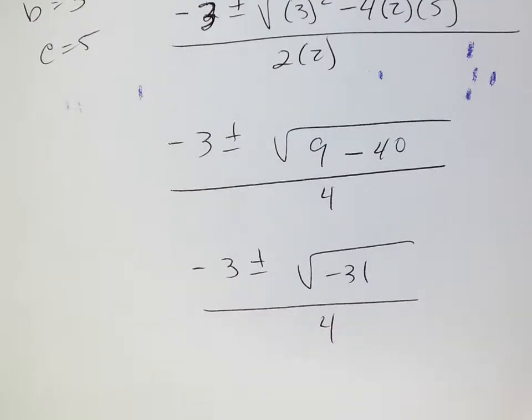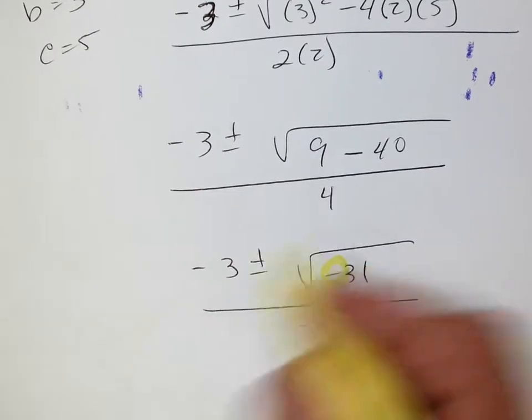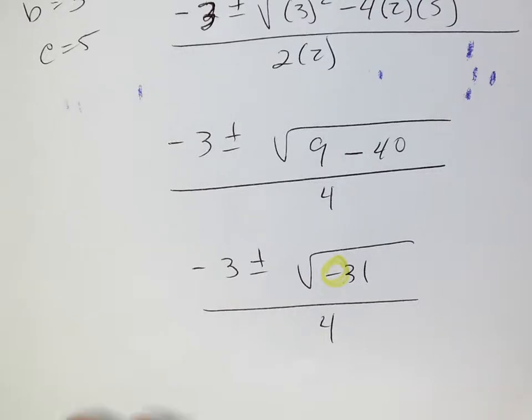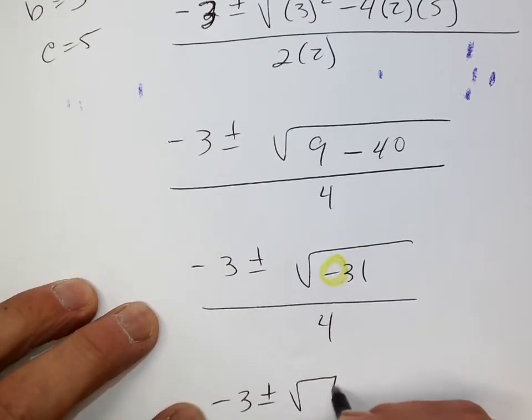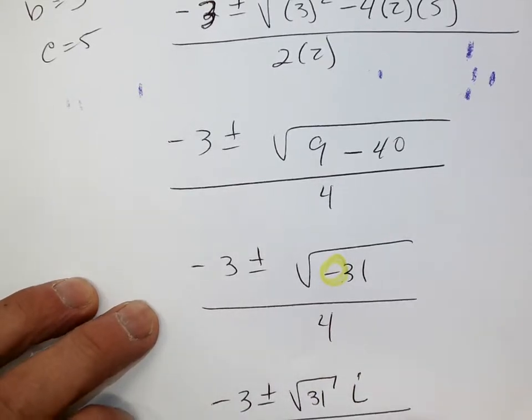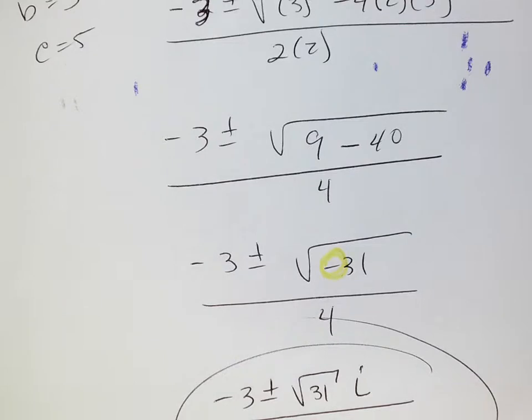I think I see something. The third point, I think I see something. Do you see something? I see an i. Right here, I've got a square root of a negative 1, don't I? So to get the third point, we're going to go, sure, negative 3 plus or minus the square root of 31 i over 4. Easy. It's probably the easiest question on the test.